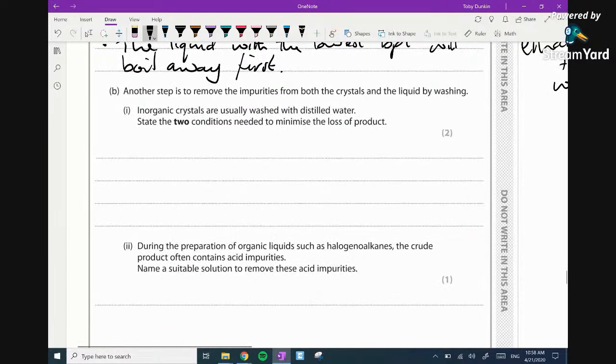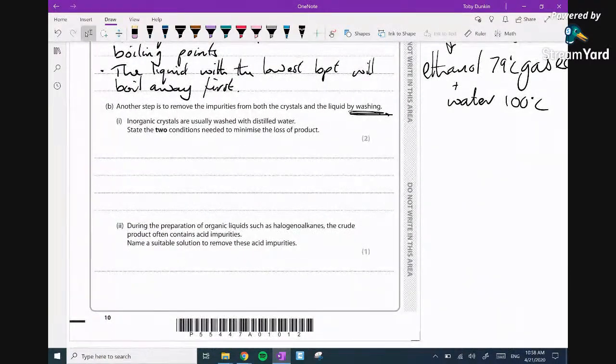Next, another step is to remove the impurities from both the crystals and the liquid by washing. Inorganic crystals are usually washed with distilled water. State the 2 conditions needing to minimize loss of product. Right, this is organic. This is in organic prep.